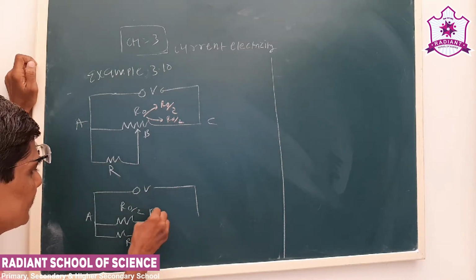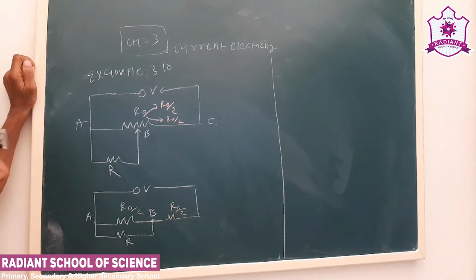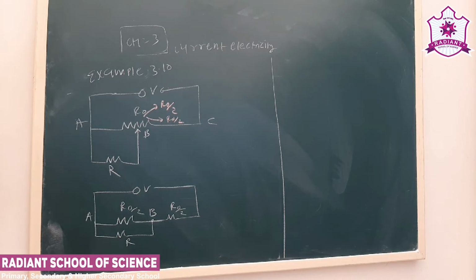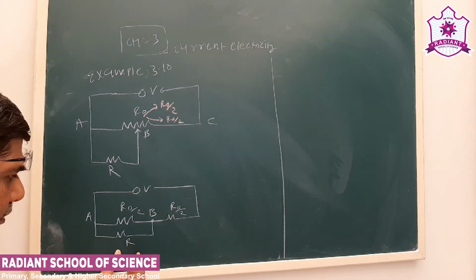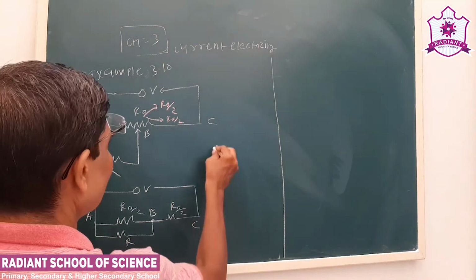Point B is here. The circuit can be redrawn like this. What you have to find out is the potential drop. Derive the equation of voltage across R. See, we have to obtain the voltage across capital R. Now, see what is the resistance AB.